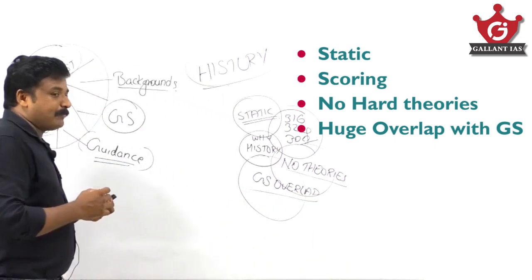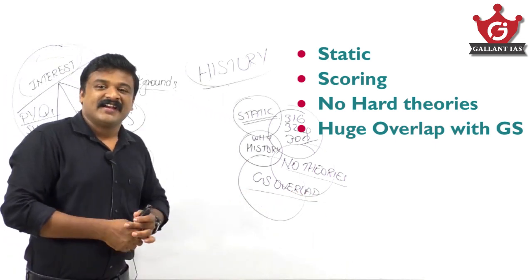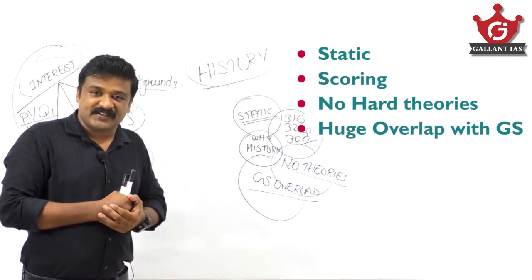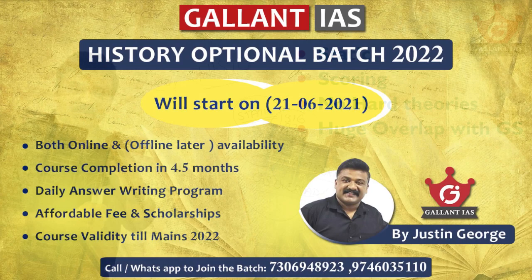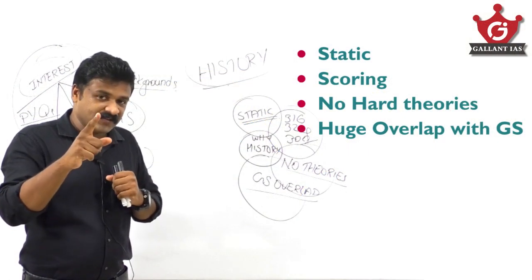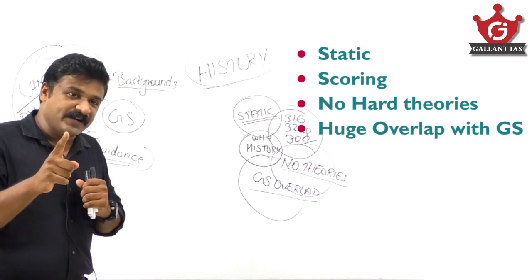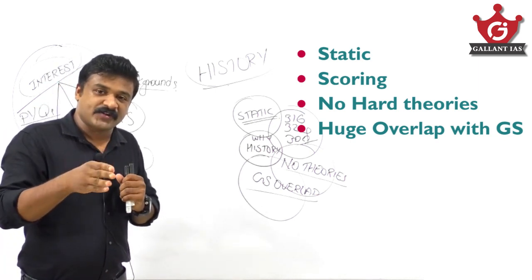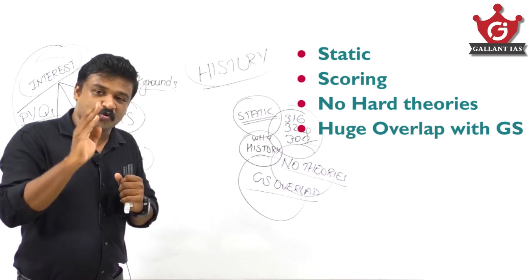GS overlap means this subject overlaps with your GS preparation. In the prelims examination, history is a core subject. You have to study ancient India, medieval India, modern India, art and culture for prelims. Coming to the mains examination, in GS1 you have the freedom struggle, modern history, art and culture, post-independence, world history.